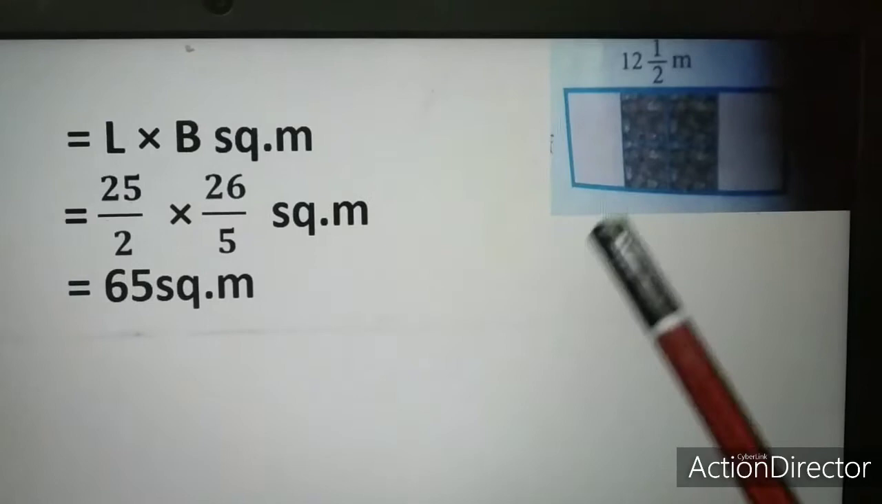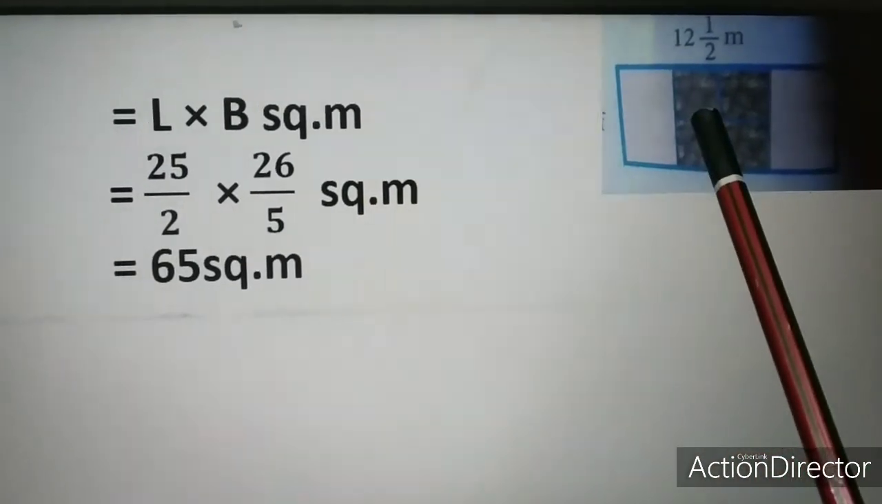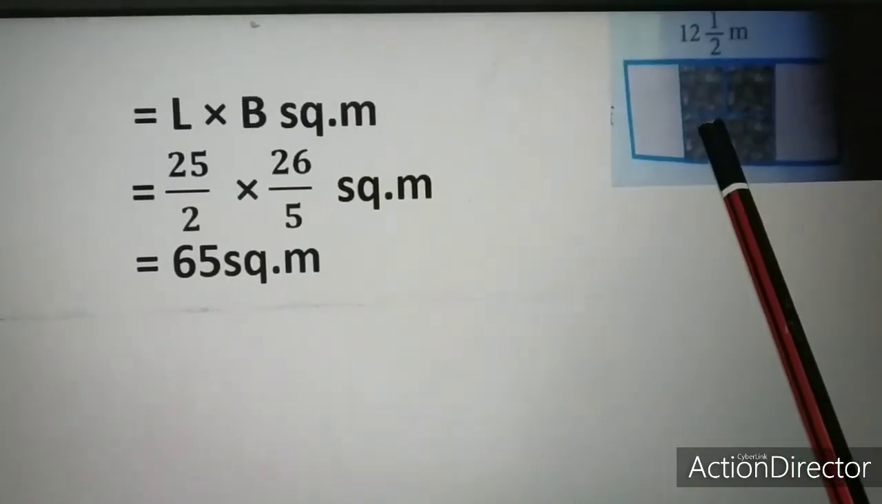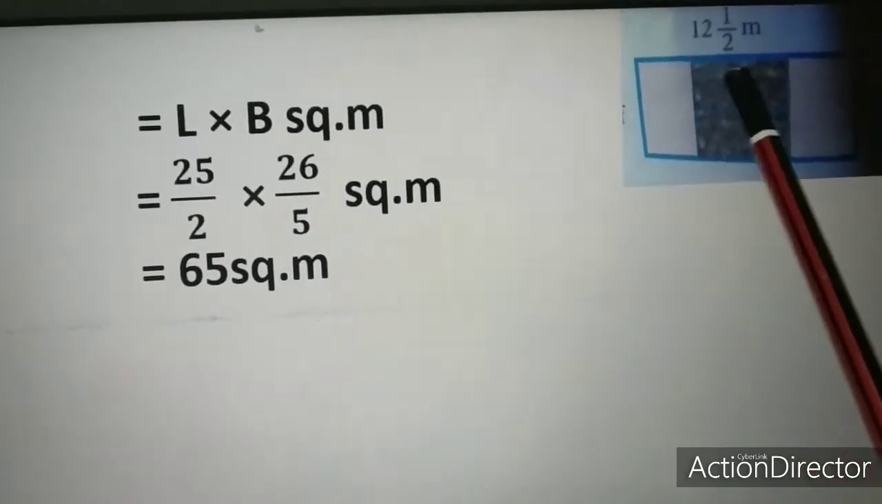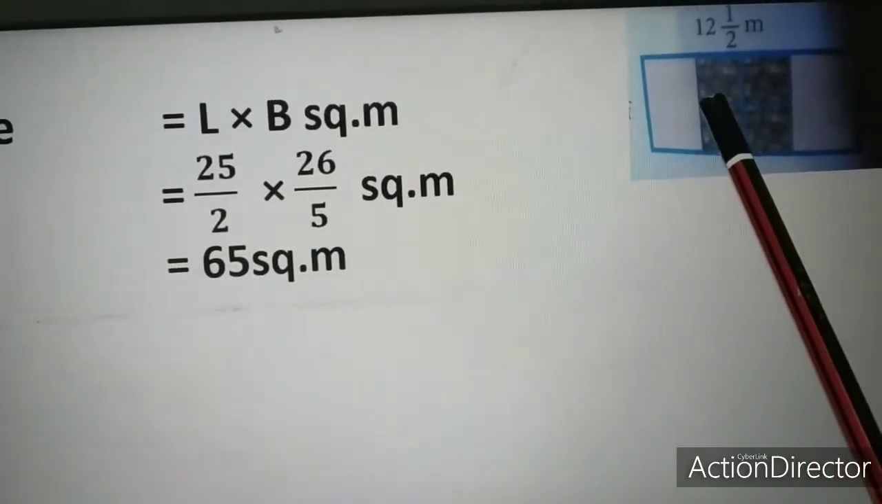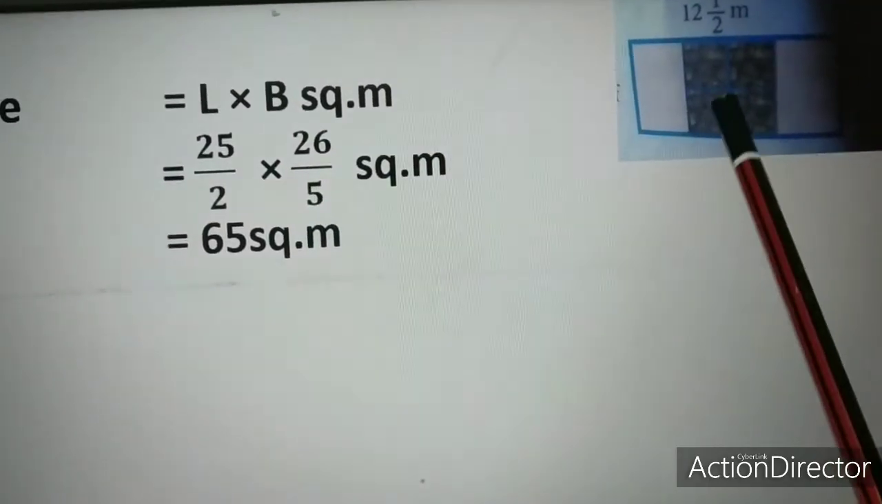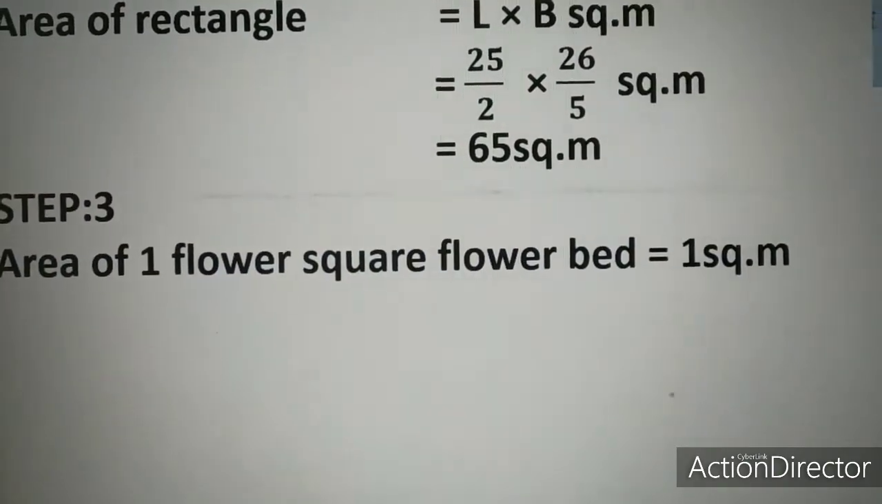Now the third step will be finding the area of 4 square beds. The area of 1 square bed will be 1 square meter because the length is given as 1 meter. The formula of area is side into side. So the area of 1 flower bed will be equal to 1 square meter. So what will be the area of 4 flower beds? The area of 4 flower beds will be 4 square meter.